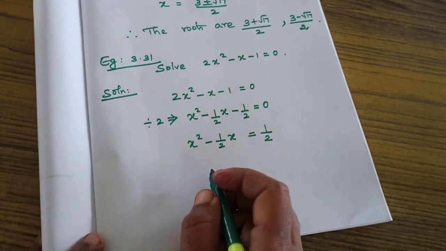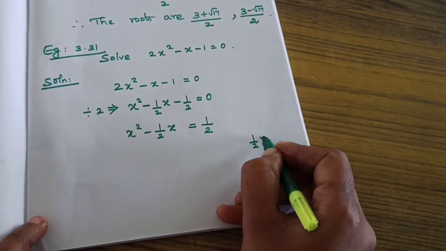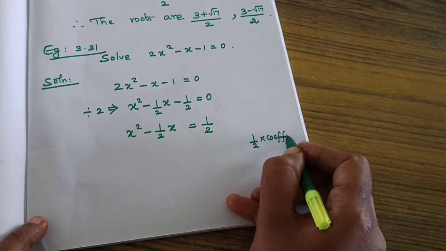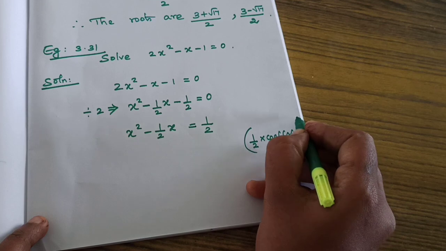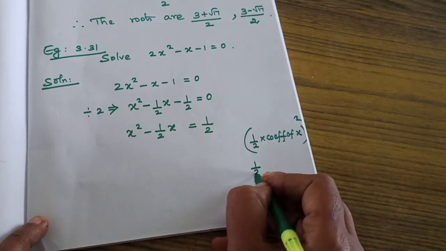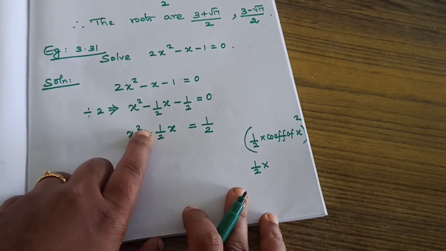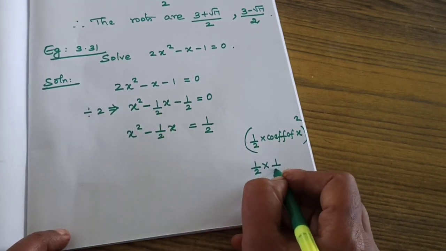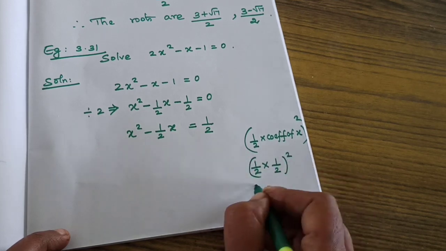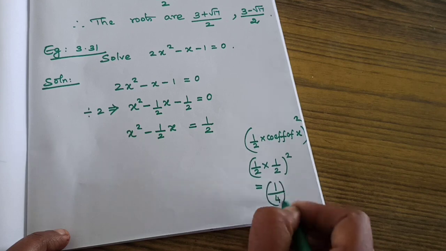Okay. What is the fourth step? Formula. What is the formula? Half into coefficient of x, the whole square. You need to add that square. So half into, what is the coefficient of x? The sign, no need to take, the number alone. So the x coefficient is 1 by 2. So just write here 1 by 2, the whole square, which is equal to 1 into 1, 1; 2 into 2, 4, the whole square.